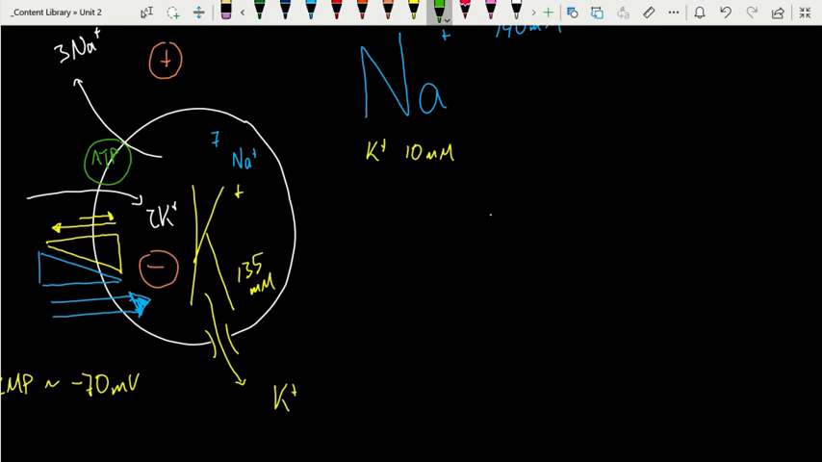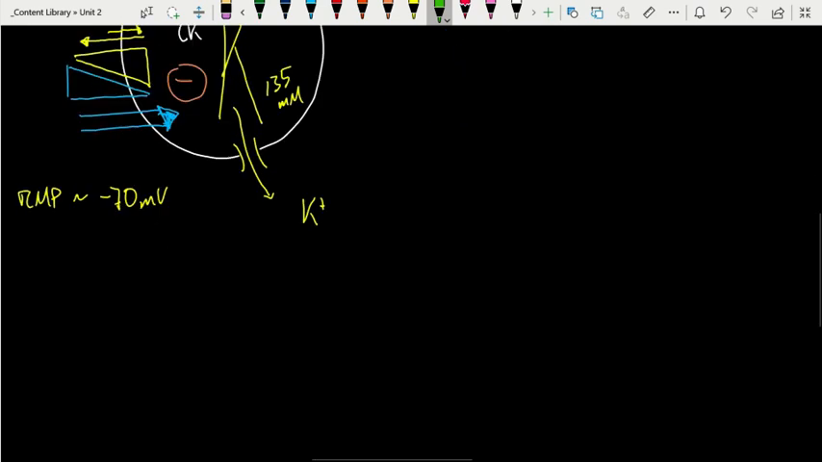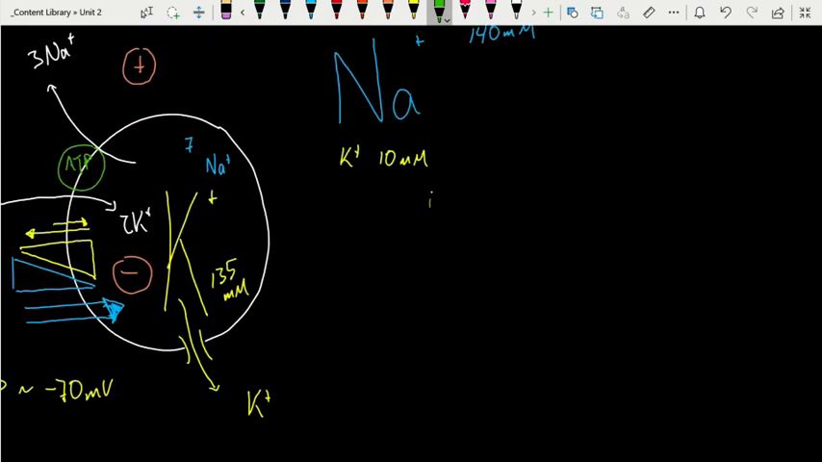Let's consider hypokalemia. Hypokalemia is a state of decreased blood potassium. I haven't been eating enough potassium in my diet, and my blood potassium is low. How is that going to affect resting membrane potential? That's the question. What's going to happen to resting membrane potential?